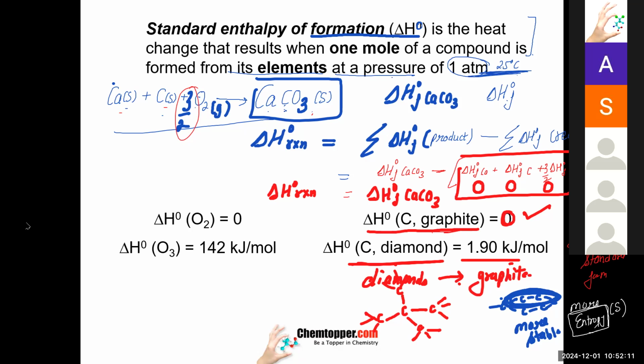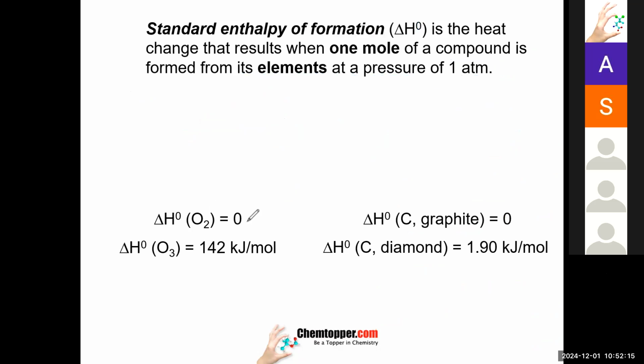Okay. Can you explain, O2 is 0, this one is 0, but O3 is this. So which one is more stable, O2 or O3?